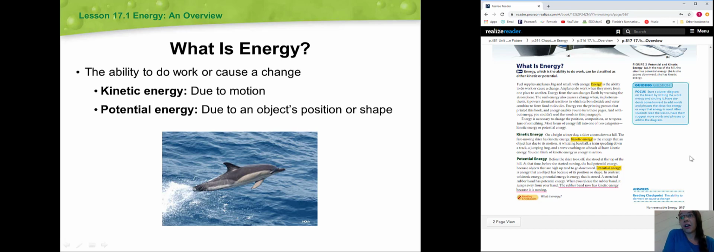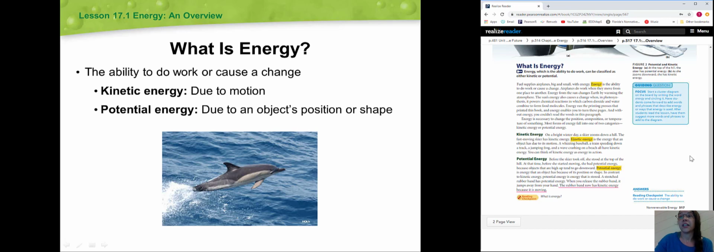So kinetic energy. On a bright winter day, a skier zooms downhill. The fast-moving skier has kinetic energy. Kinetic energy is the energy that an object has due to motion. A whizzing baseball, a train speeding down a track, a jumping frog, and a wave crashing on the beach all have kinetic energy. You can think of kinetic energy as energy in action or energy in motion.